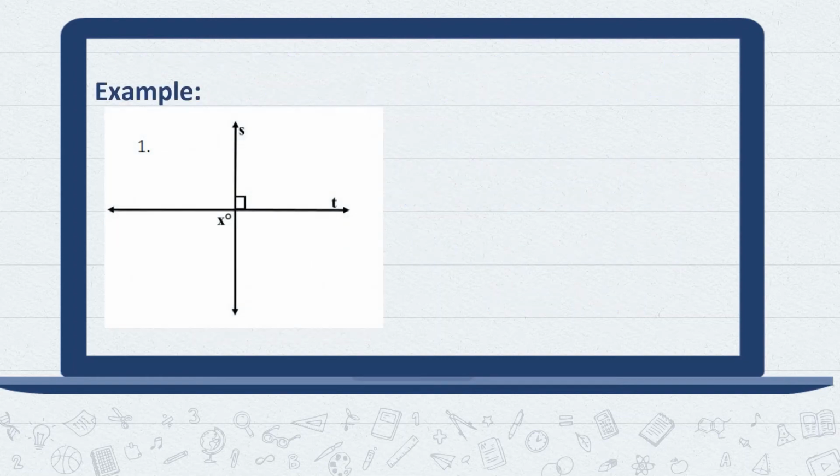Now, let us use those theorems in solving for the value of x. In the given figure, line S is perpendicular to line T. What do you think is the value of x? Correct. The value of x is equal to 90 degrees. Why? Because if two lines are perpendicular, then they will form 4 right angles.